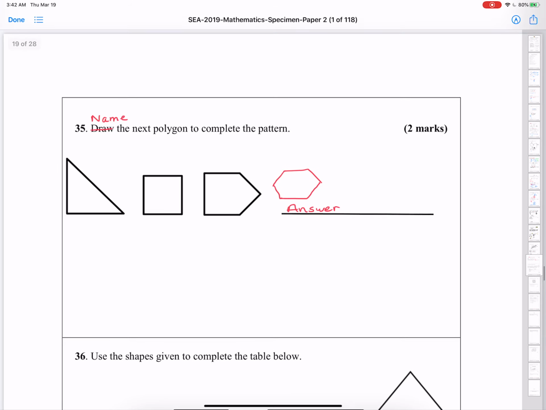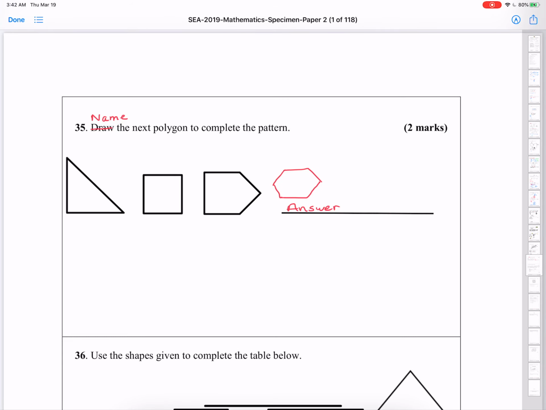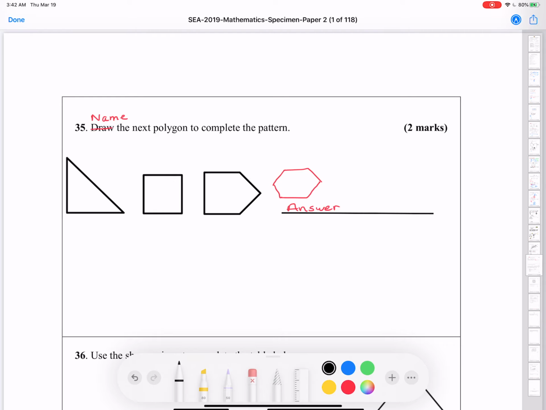Alright, name. I changed it from draw. I drew the next one for you, so you had to name the next polygon to complete the pattern. Now, I don't know how you interpreted this, if you interpreted it as naming the one that I drew, or drawing the next one, at least knowing what to be drawn next, and naming that one. Because of this, I'll give both correct. If you named this one, 2, 3, 4, 5, 6, it has 6 sides. So it's a hexagon.